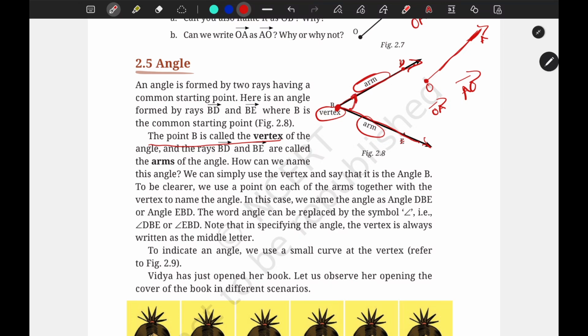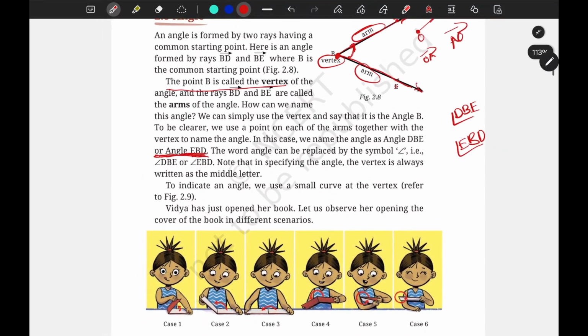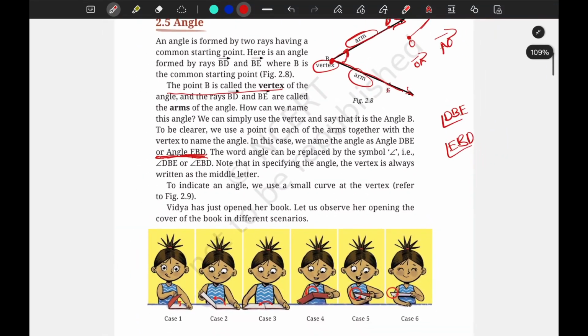So the name is angle DBE. The vertex part should be in the middle every time. You can also write it like this, angle EBD. These are the simple techniques for angles.